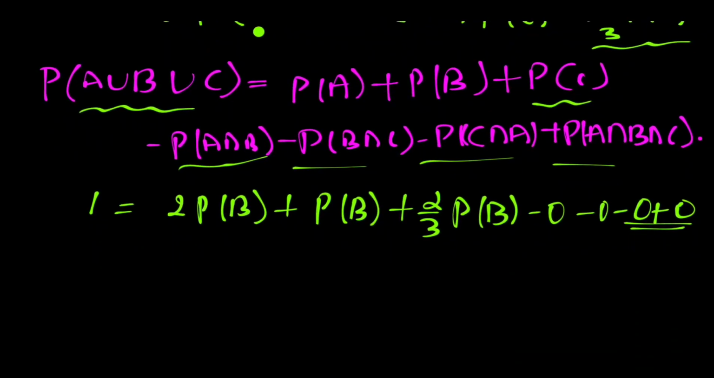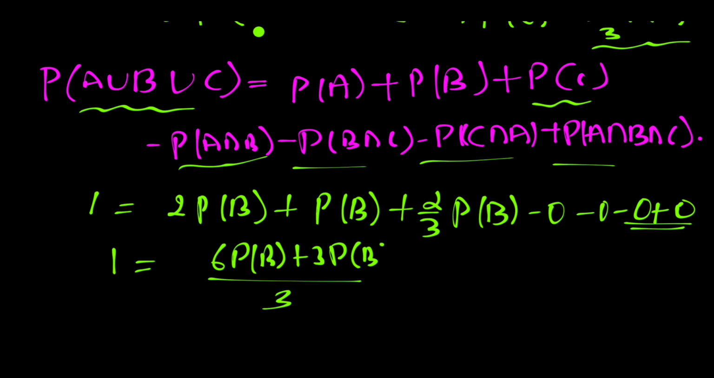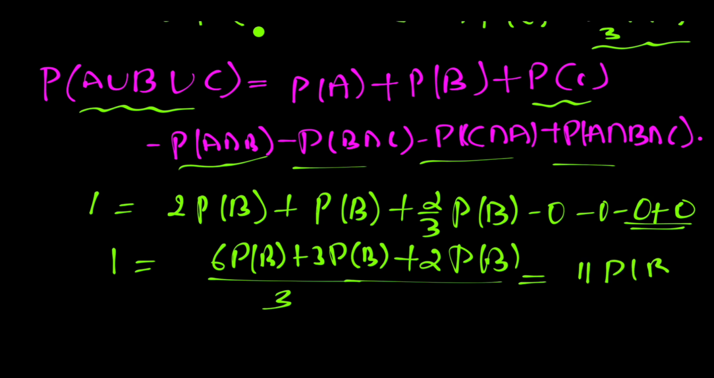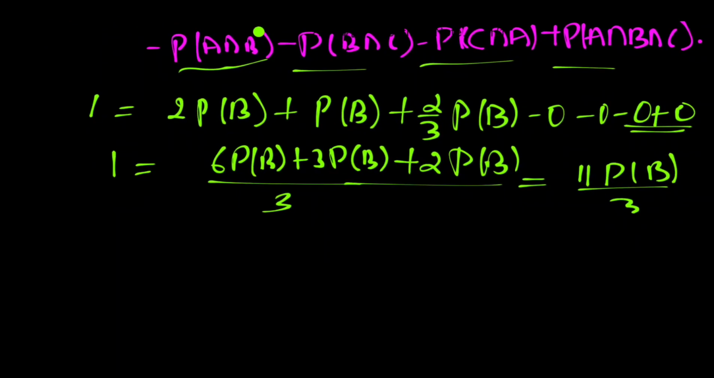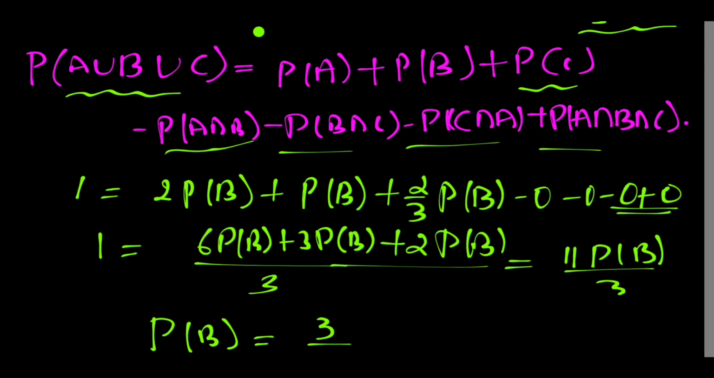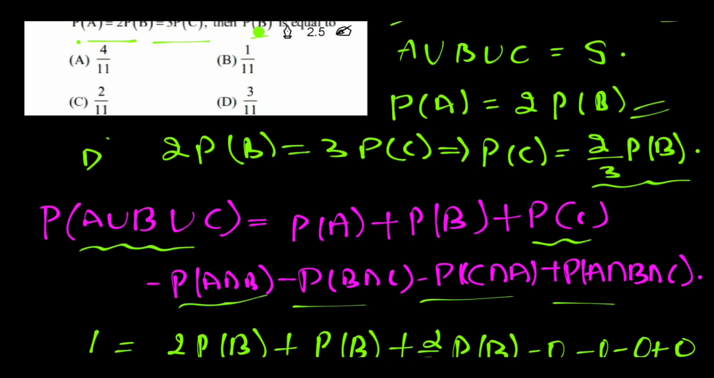Next, simplify this one. 1 is equal to the total; take the LCM here. 3 is the LCM. 3 twos are 6 P of B, plus 3 P of B, plus 2 P of B. So total how much you'll get? Total is 11 P of B by 3. Total simplification we have to make, P of B value we have to find. P of B is equal to 3 by 11. So correct answer is D.